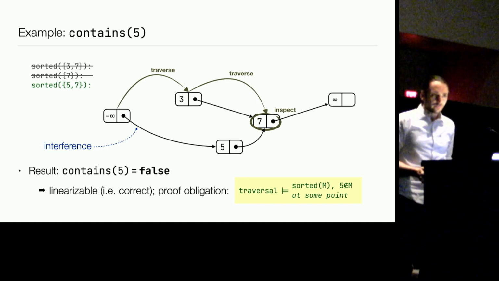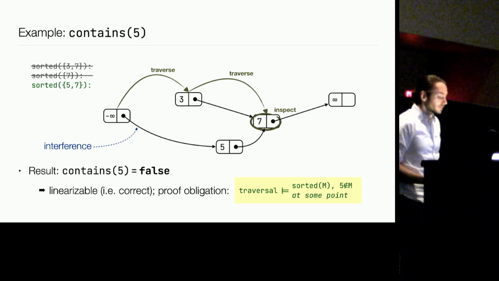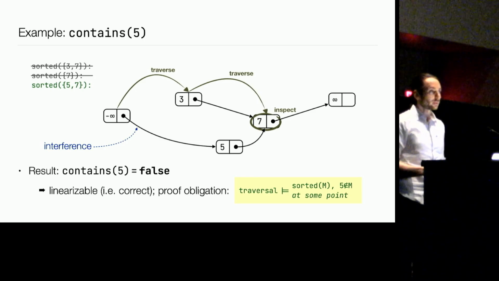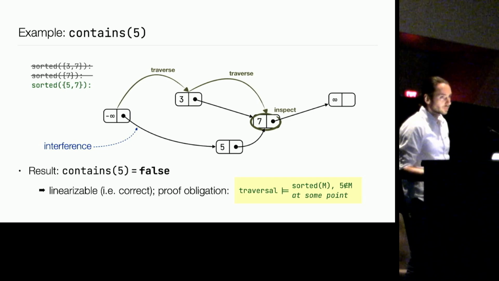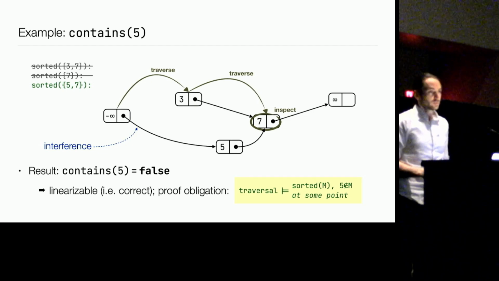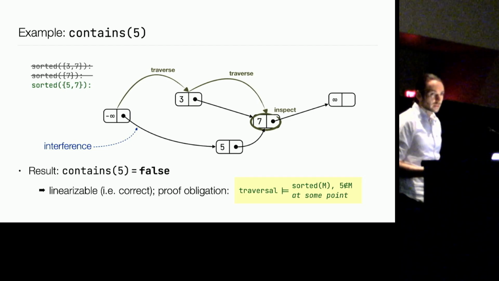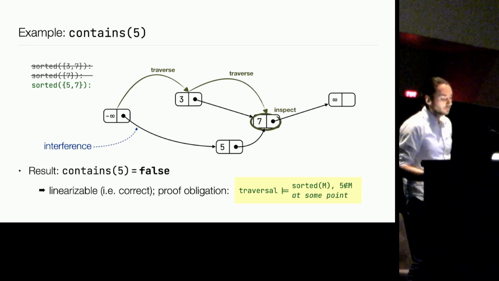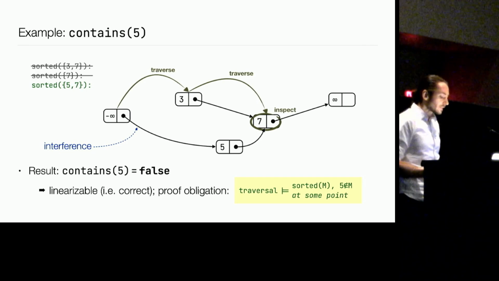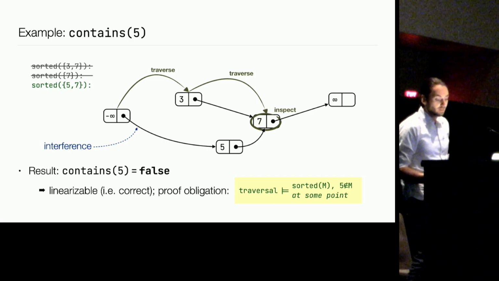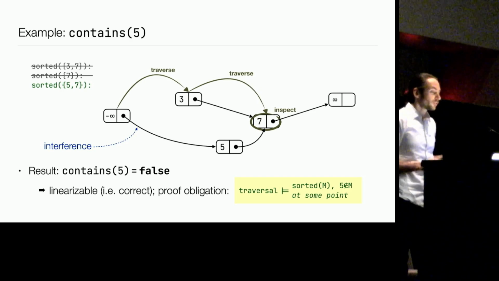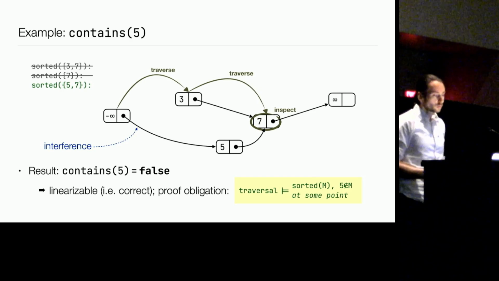We are perfectly fine with this kind of outdated results that the membership query gives us because it's still linearizable. Linearizability asks that the answer we give was true at some point. So specifically in this example, what we need to show is that the value 5 was not contained in the set at some point during the traversal.